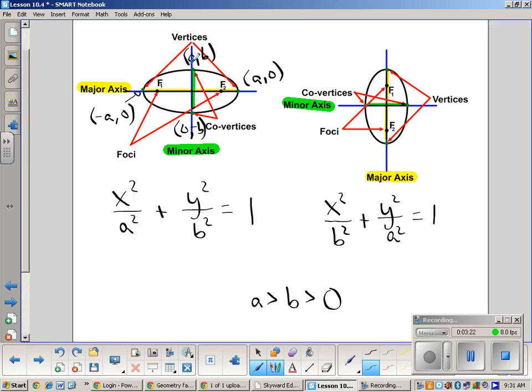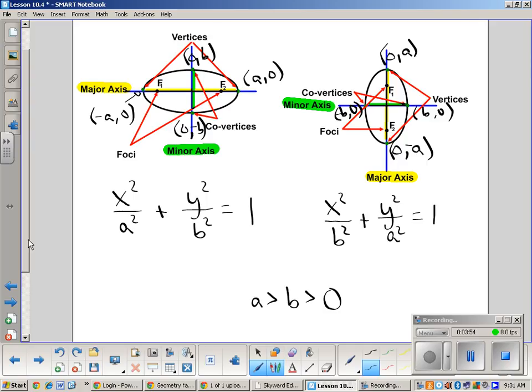When we go over to this other model, the vertices are still A, but since it's on the y-axis, it's 0,A instead of A,0, and negative A down here. And up here would be 0,A, and then this one would be B,0, and this one over here would be negative B,0.